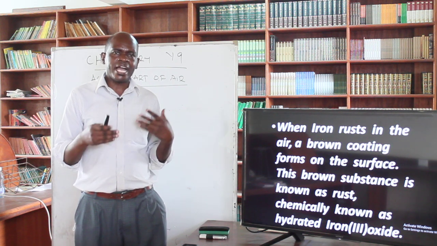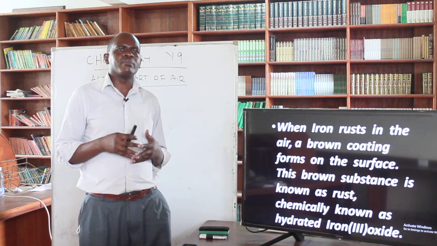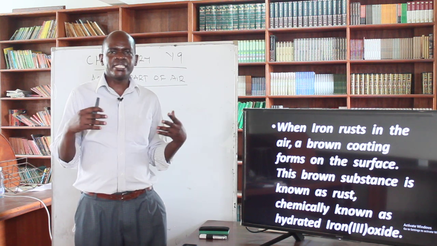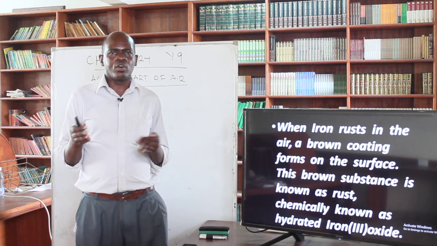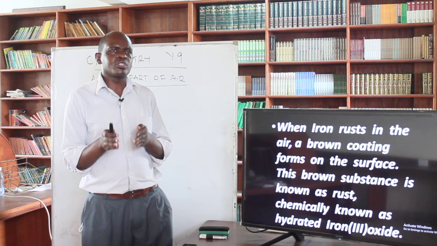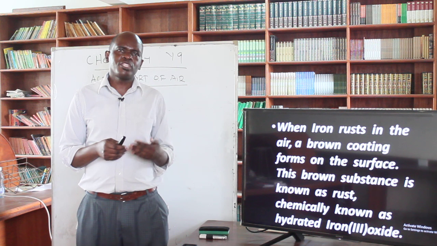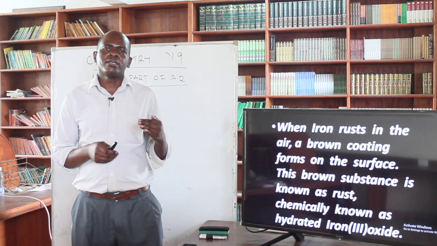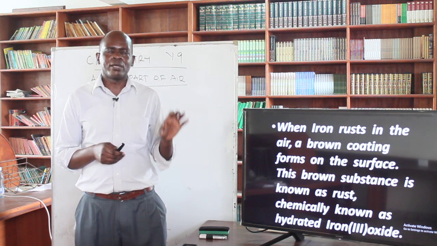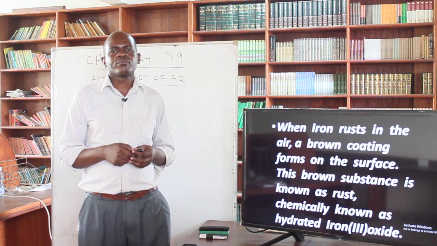So basically, that's how the entire process of rusting takes place. You expose this iron material to the atmosphere, it gets into contact with the moisture and the oxygen. Then once it gets into contact, the gradual process of corrosion starts taking place. And the final part of this reaction results when a brown coating develops on the surface, which is known as hydrated iron 3 oxide.